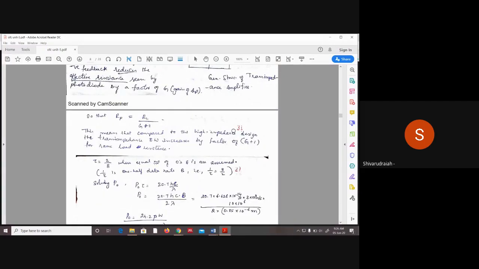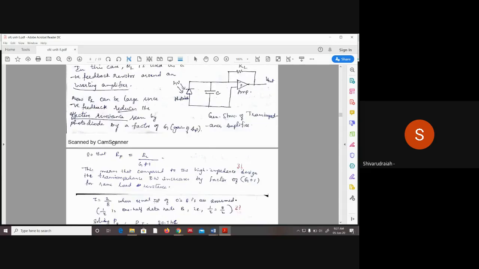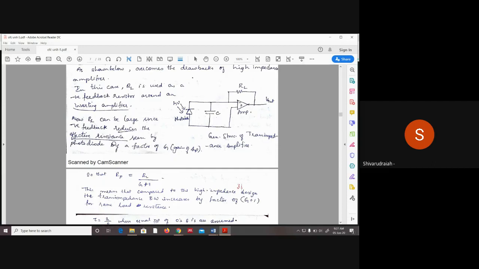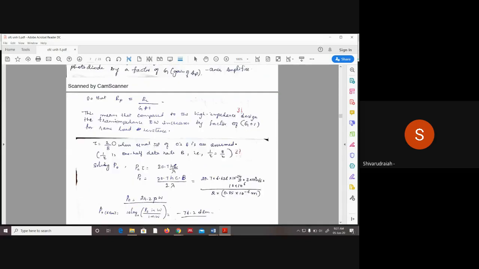This equation, RP equal to RL divided by G plus 1, means that the transimpedance construction of an amplifier will increase the bandwidth by a factor of G plus 1. So bandwidth is increased by a factor of G plus 1, but at the same time, the noise is not suppressed in this transimpedance amplifier. That is the trade-off with respect to noise and bandwidth. Bandwidth is improved in the case of the transimpedance amplifier by a factor of G plus 1, but the noise is not suppressed as in the case of the high impedance amplifier.